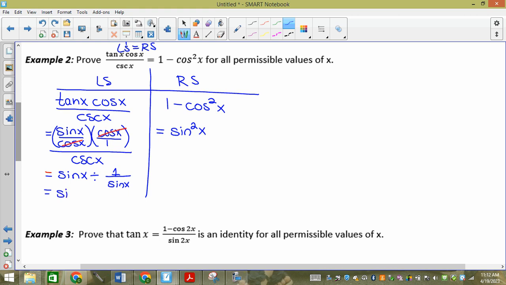So we get sine x, then what do we do? Taisei, since you're on such a roll. You multiply by sine over 1. Yeah, the reciprocal. And we get? Sine squared x. Now some people will stop here and be like, ooh, cool, left side equals right side.